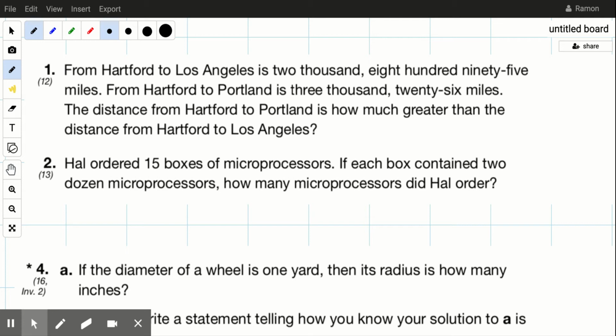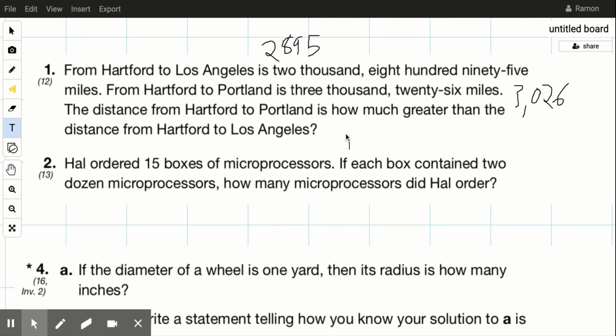Let's get started. Number one, from Hartford to Los Angeles is 2,895 miles. So that's Hartford, Connecticut, 2,895 miles. From Hartford to Portland is 3,020 miles. The distance from Hartford to Portland is how much greater than the distance from Hartford to Los Angeles? Since we're dealing with a how-much-greater problem, we have to take the larger amount and then subtract the smaller amount to find our difference for the two.